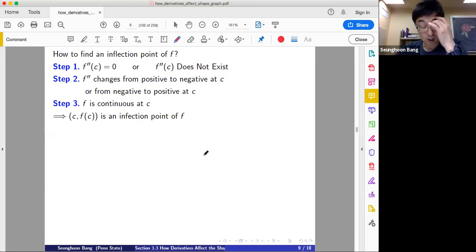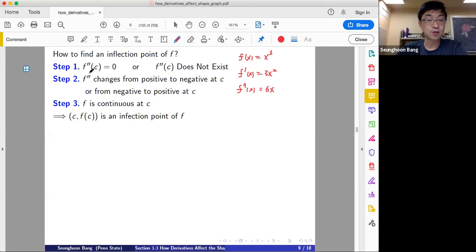You got it? So let me see. So what does it mean? I'm going to give very simple examples here. f of x equals x cubed. f prime of x is 3x squared. The second derivative of f is 6x.